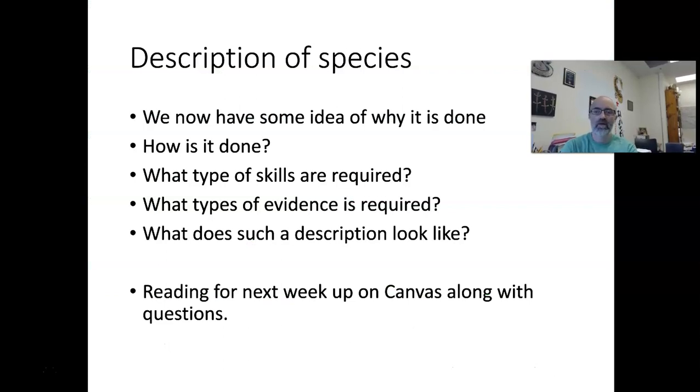So where are we going to go from here? We're going to talk about how species are described. We have some idea why species are described. We need to understand how a species comes into existence, not biologically, not the evolutionary forces that create a species, but how do humans make this human construct called a species. What kind of skills are required, what kind of evidence, and what does such a description look like? Okay, and so that leads us to the reading for next week.